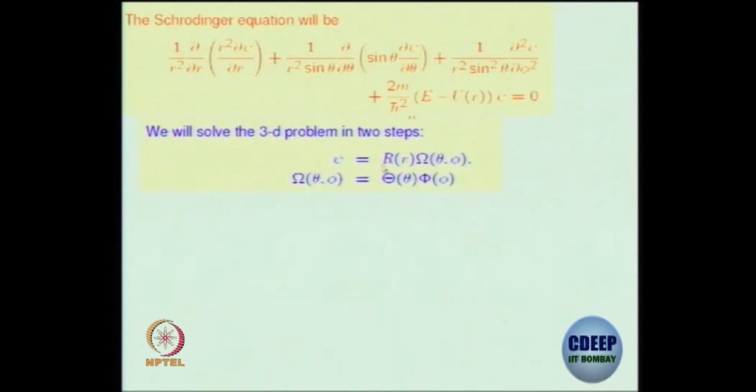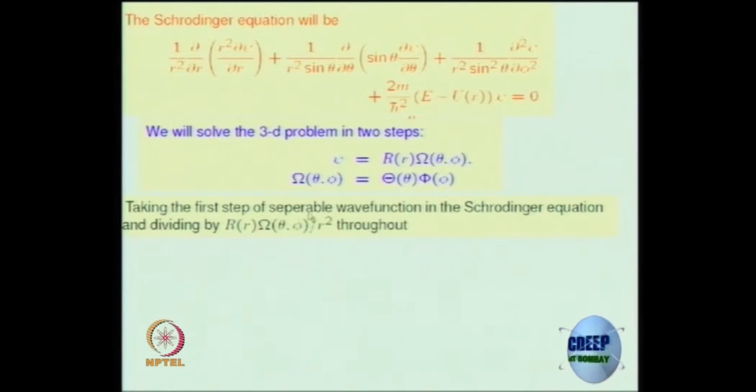First write psi as R of r, Omega of theta phi, and then we put Omega of theta phi as the theta dependent and the phi dependent. We'll do it in 2 steps to make things easier. Incidentally, when I am typing these equations, I might have made some mistakes. If there is any mistake, please bring it to my notice. I have to edit it. Okay. So this is the usual conventional way we try to do.